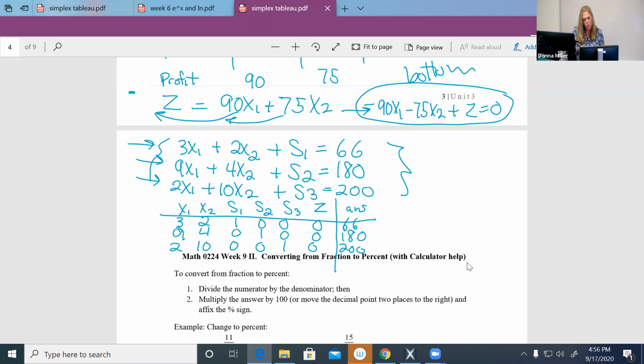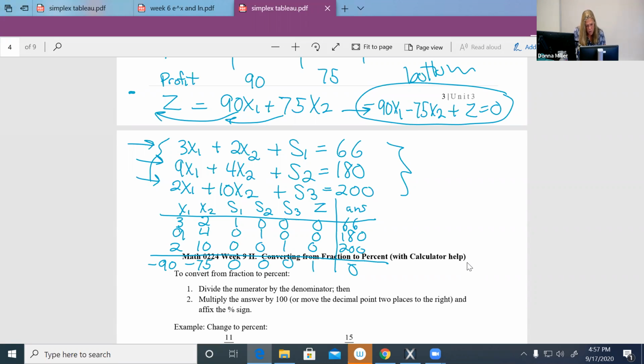On the bottom row goes the objective. So on the bottom row, I put a line. x1 is negative 90, x2 is negative 75, Z is 1, and everything else is 0. So this is the augmented matrix that I set up. Everybody clear on how to set it?